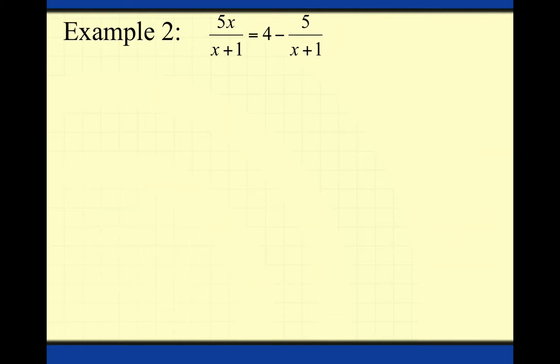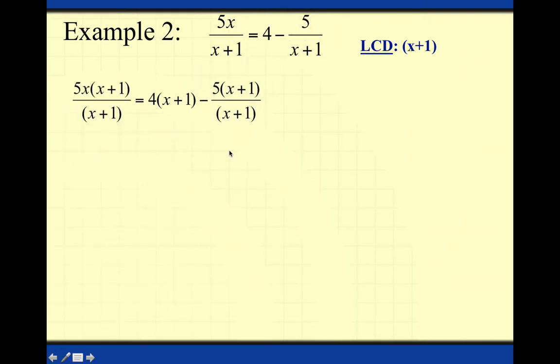Example 2, same thing. Look for the least common denominator. Well, that's pretty easy, because guess what? I only have, what, 1. x plus 1 has to be it. So I'm going to multiply everything by x plus 1, which will be nice, because if I multiply this by x plus 1, all that's left is going to be 5x. Same thing over here, just a 5. And this is going to have to be a 4 times an x plus 1. So here we go, multiply everything by x plus 1.